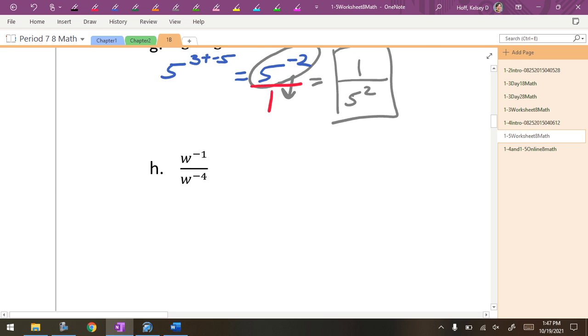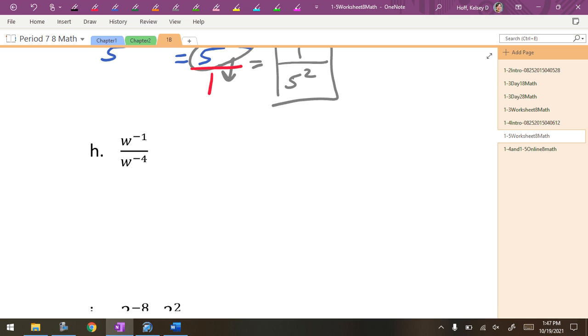Let's look at H. Multiplying or dividing? How do you know? Fraction bar, okay? Keep your base. What's your base? W. When you divide, what are you actually doing to your exponents? Subtracting. Take the top one first. What's your top one? Negative 1 minus negative 4.